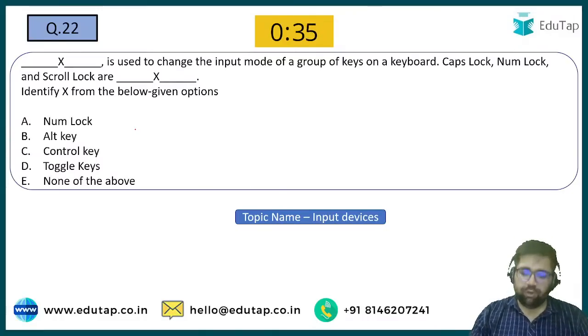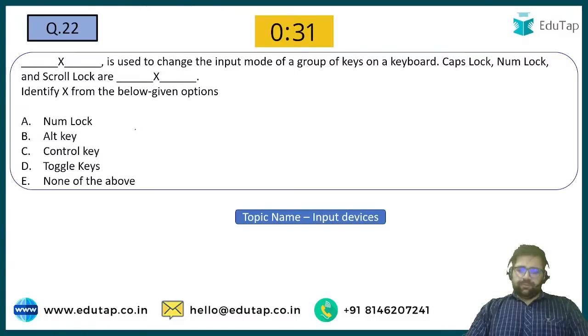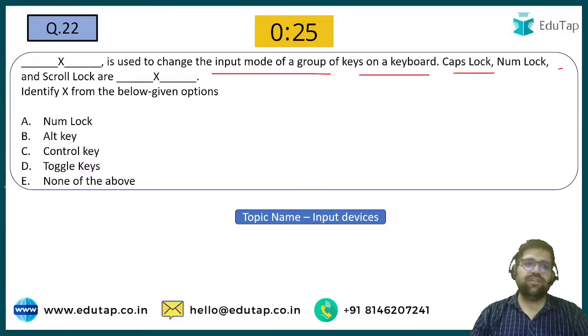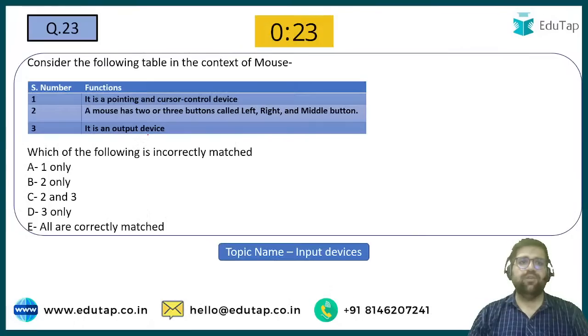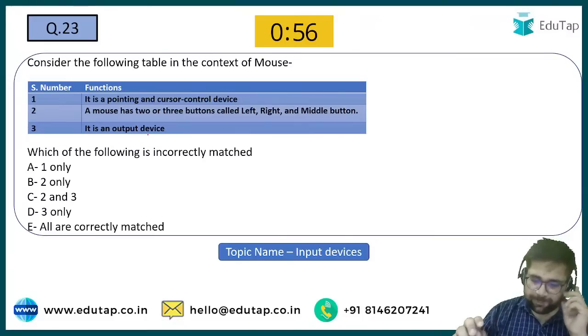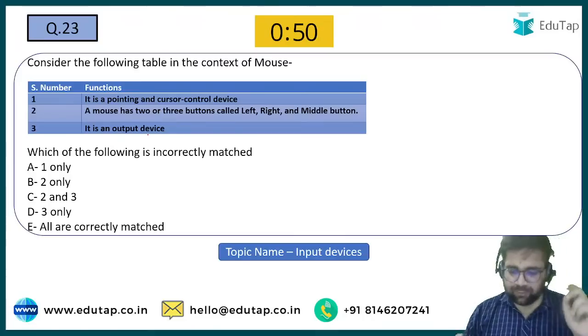Question number 22, option D: used to change the input mode of a group of keys. Caps lock, num lock, and scroll lock. These are your toggle keys. Very easy. Let's not waste our time. Let's move ahead to question number 23. Voice quality is great.